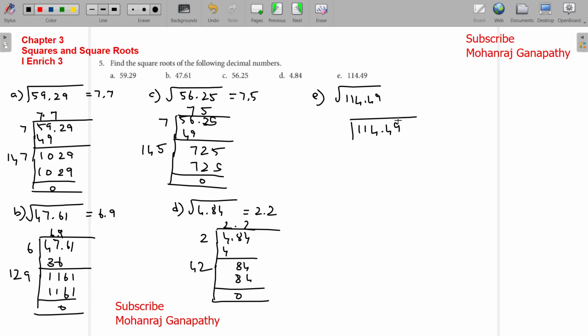E. Square root of 114.49. 1 1 is 1. And 14. 2. 1 not possible. 0.49. 7 7s are 49. 7 into 0 is 0. 0 plus 4 is 4. 7 2s are 14. So remaining is 0. Square root is 10.7. Is it clear?